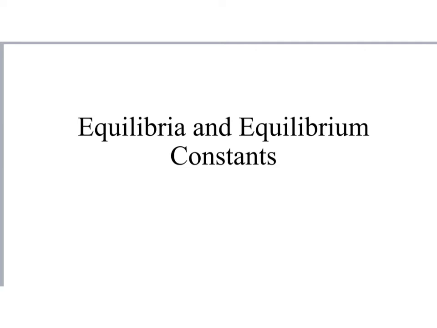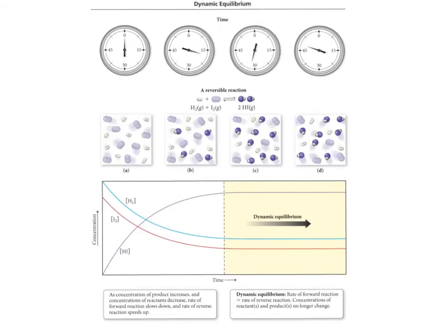Here's the review video for equilibria and equilibrium constants, and I'll start this off by talking a little bit about what an equilibria is, and then we'll move through and talk about how to solve for equilibrium problems. So here we go. Here's a reaction, and we've actually looked at this before. This same reaction where we look at H2 and I2 going to HI.